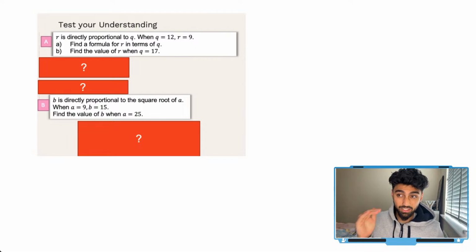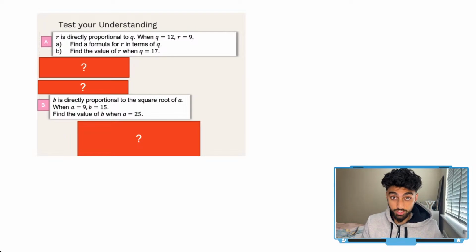When it says find the formula for R in terms of Q, all you need to do, guys, is find the constant of proportionality. Remember what that was? The K value. You want to find the constant of proportionality and then write it in an equation with R and Q. Hope that makes sense. Then you want to use that equation to find the value of R when Q is equal to 17.